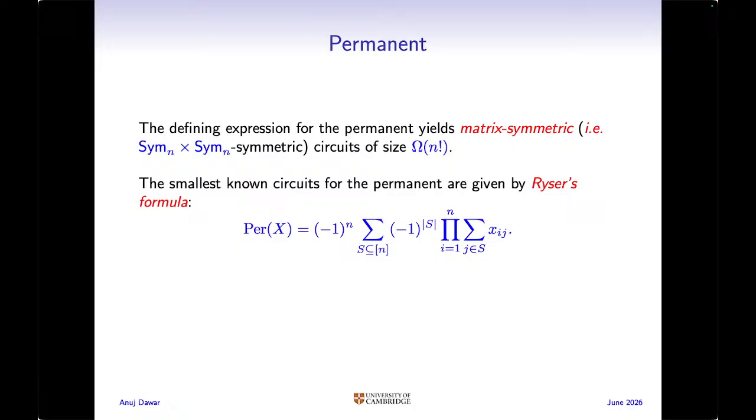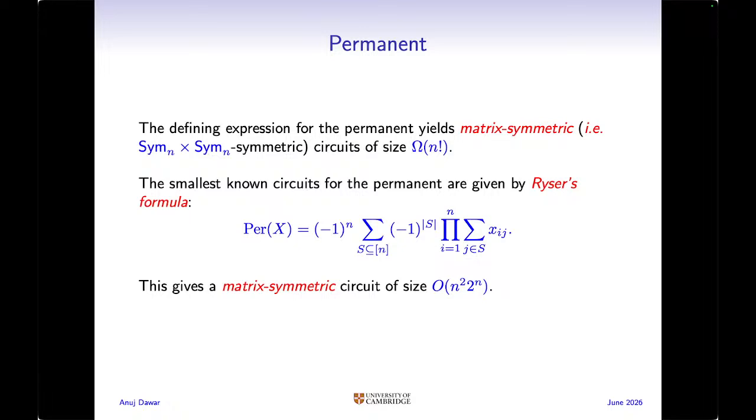So this is a symmetric circuit. There's a depth 3 circuit, which is still invariant under row and column permutations. So it gives us a matrix symmetric circuit of size n squared times 2 to the n. Okay. So this is kind of laying out the upper bounds, as it were, that we know.